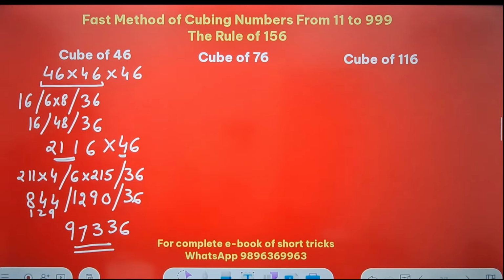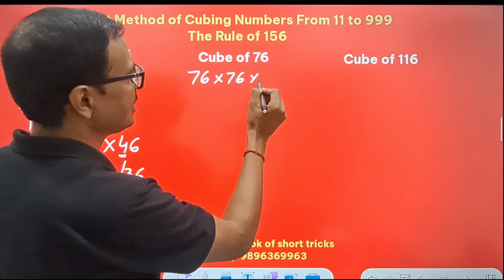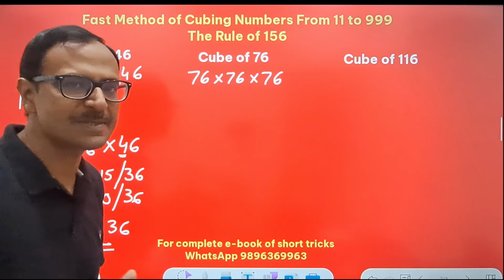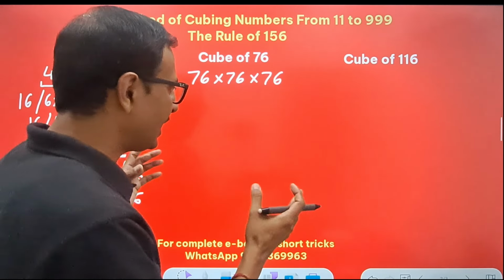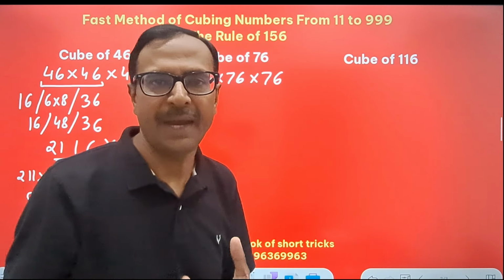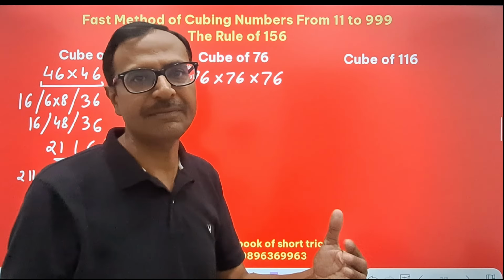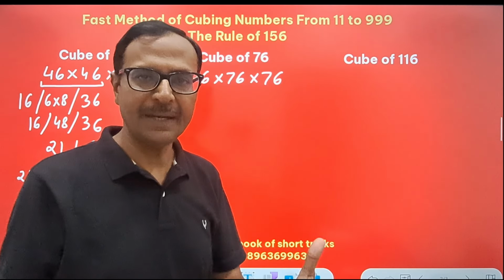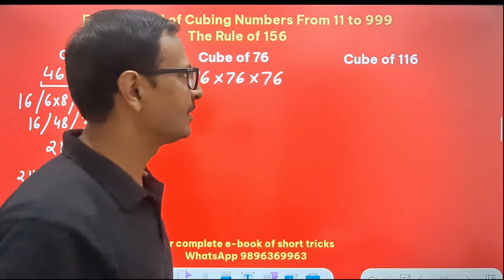Let's move on to 76. So 76 times 76 times 76. You can see slowly the speed of finding the cube is going to increase because I am doing fewer steps. I am explaining in fewer words, and that is why I am taking less time. So if you have to do it all by yourself, you got to practice like 15-20 questions and then note the time in which you are finding the cube of numbers ending in 6.